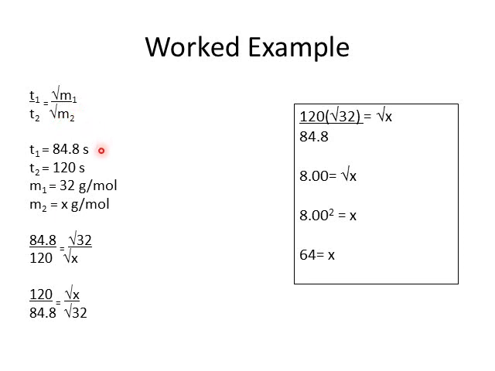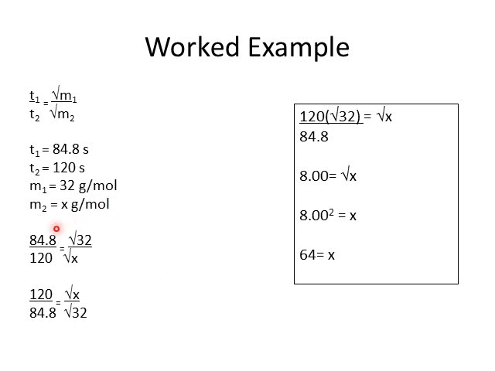I then have to decide on my pairings, which ones I'm going to call T1 and M1, and which set of data I'm going to call T2 and M2. So remember, the oxygen and the 84.8 seconds is going to be one pair, and your 120 seconds and your X is going to be the second pair. So it's up to you to decide which ones you're going to call set 1 and which you decide to call set 2. So for set 1, I'm going to use my 84.8 seconds as T1 and my 32 grams per mole as my M1. So that was for my oxygen. For T2, I'm going to have 120 seconds and I'm going to have my X grams per mole because M2 is what I'm looking to work out.